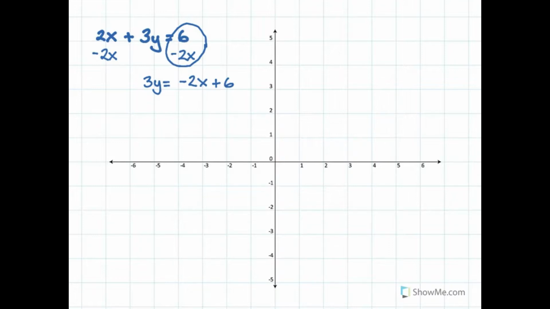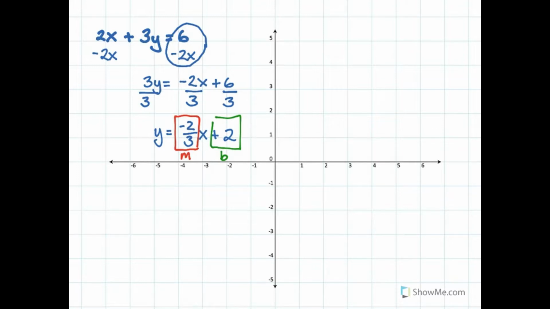Now to get y alone, I need to divide everything by 3. Now I have y equals negative 2/3 x plus 6 divided by 3 is 2. Now my equation is in slope-intercept form. The slope is negative 2/3 and the intercept is positive 2.